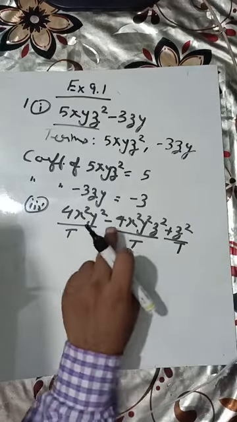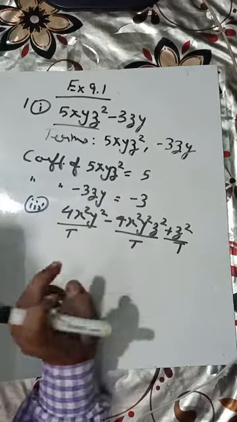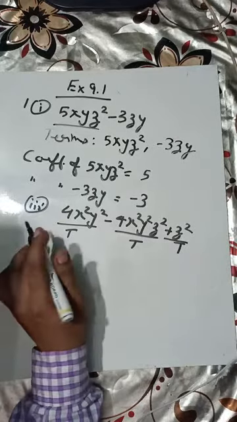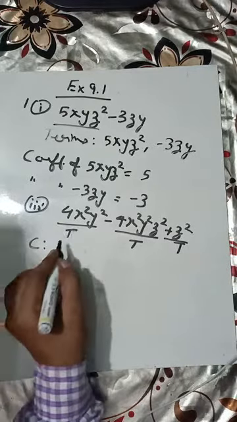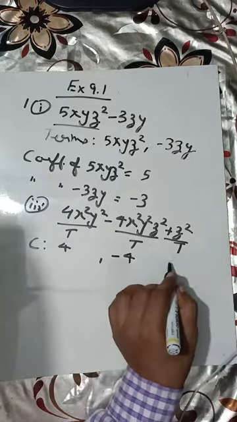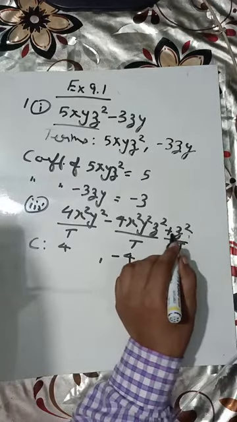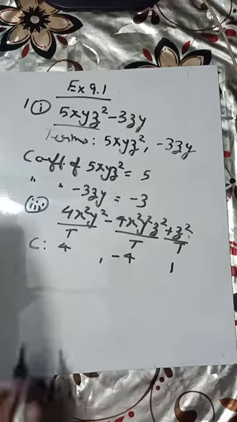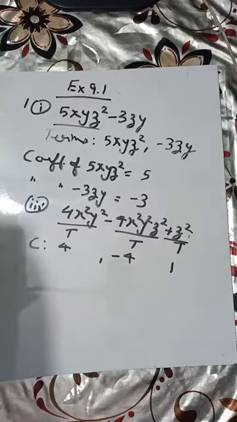When you are writing this, the minus sign should be there. And when we talk about the coefficient of this, the coefficient will be 4. Here it will be minus 4, and here, nothing is written before this z square, so it will be taken as 1. So 4, minus 4 and 1 are the coefficients of this expression.